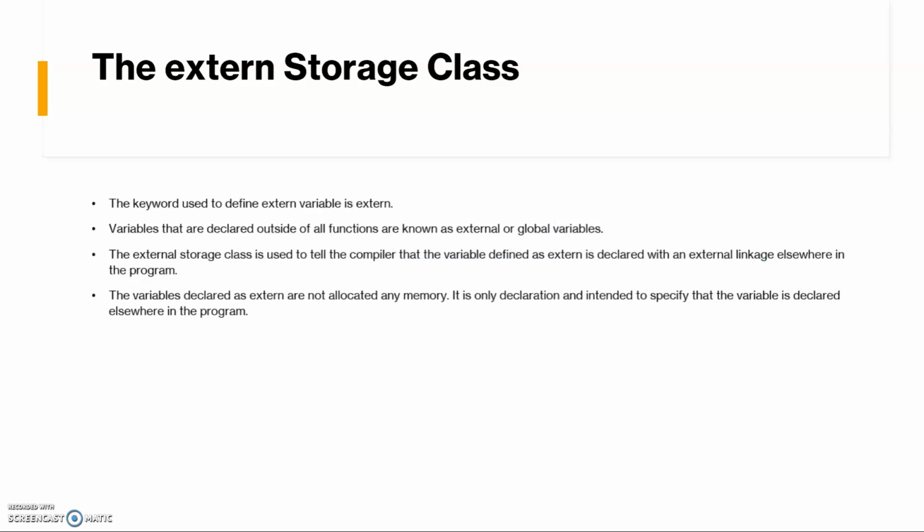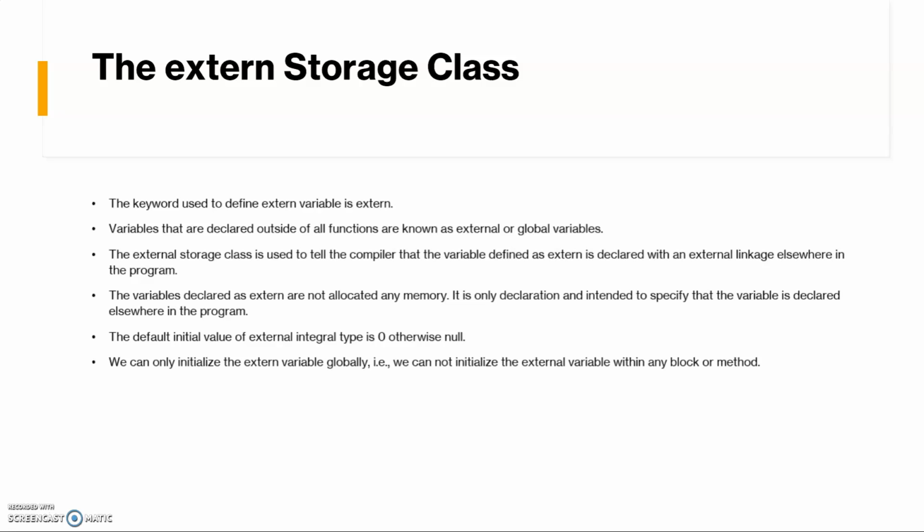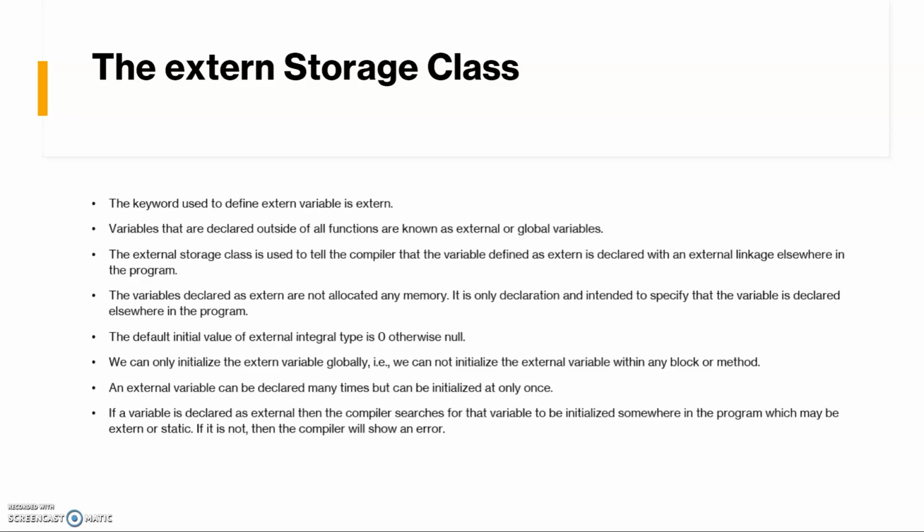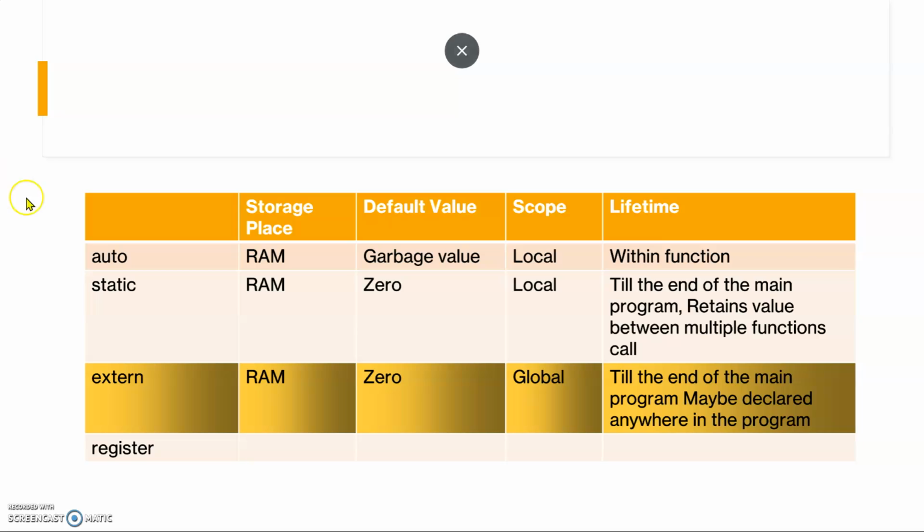The variables declared as extern are not allocated any memory, they are only declared by using extern. Memory is allocated at the time of initializing. The initial value will be 0. We can only initialize the external variable which is global, meaning throughout the program the value can be used. It is not specific to a particular block. The external variable can be declared many times, but it can be initialized only once. Got it, all of you? The storage space will be in the RAM only. The default value will be 0 and it is global, through the end of the program, so throughout the program it can be used.